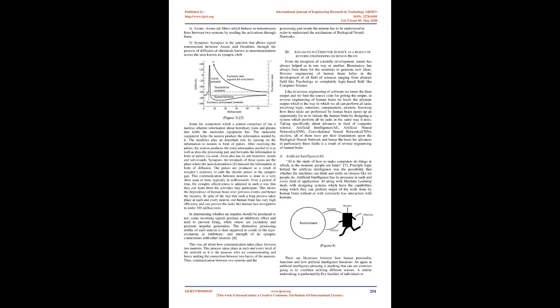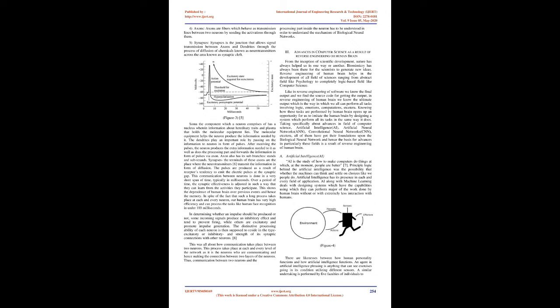3. Dendrites. Dendrites are fibers which emanate from the cell body and provide receptive zones that receive activation from other neurons. 4. Axons. Axons are fibers which behave as transmission lines between two neurons by sending the activations through them. 5. Synapses. A synapse is the junction that allows signal transmission between axons and dendrites through the diffusion of chemicals known as neurotransmitters across the area known as the synaptic cleft.